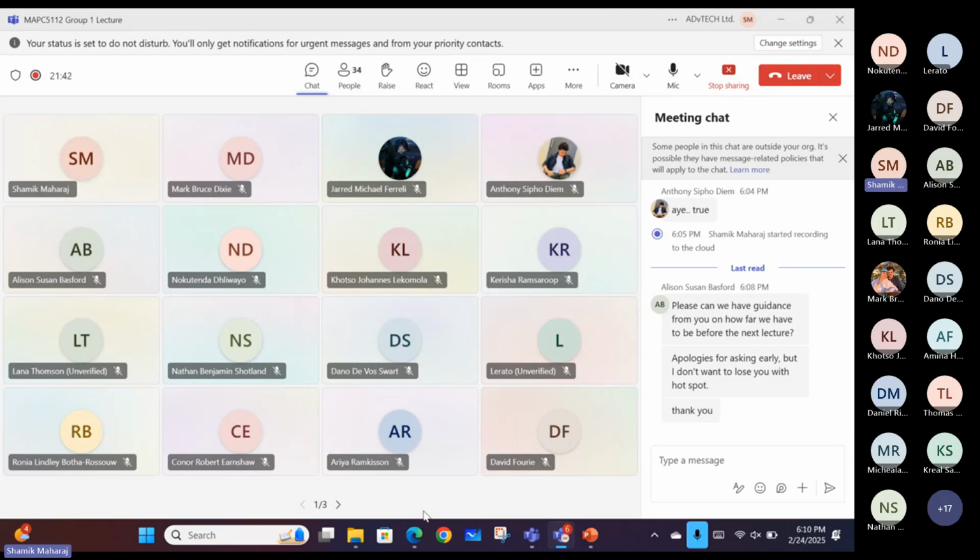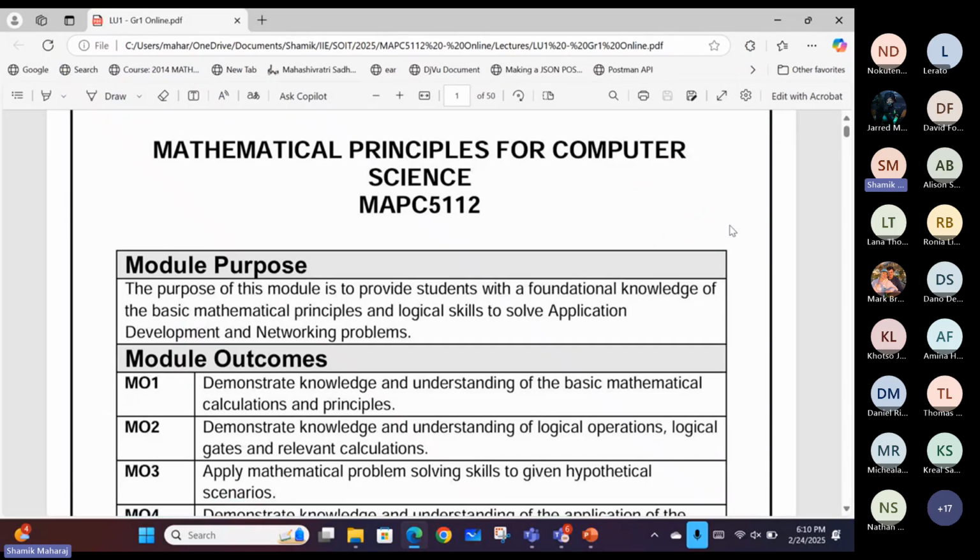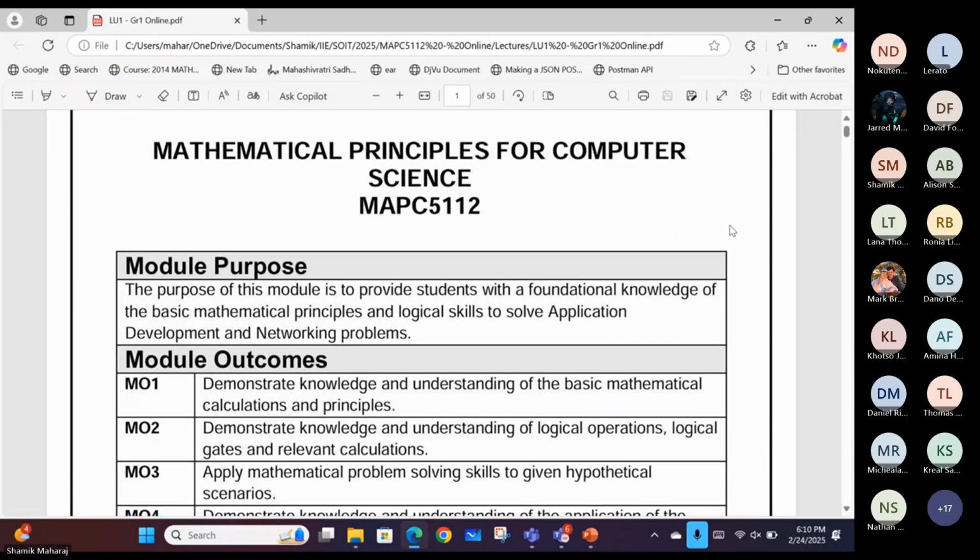Since I'm sharing my screen, let me show you guys the lecture slides so far. You can see again, it's just screenshots from the module manual.